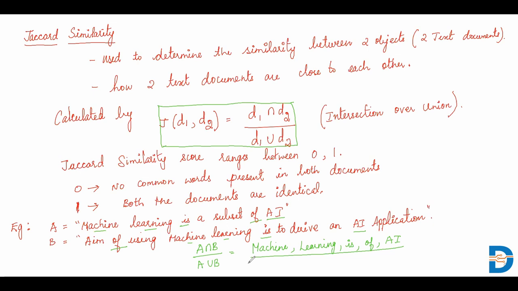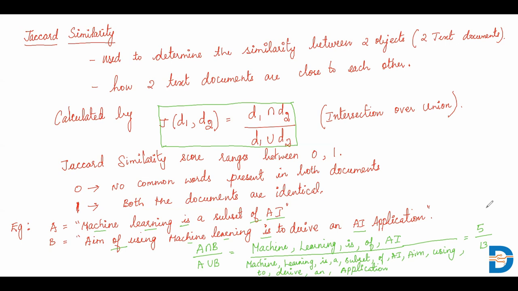And all the unique elements: you will have mission, learning, is a subset of AI. Then in the second statement, the unique words are aim, using, to, derive, and application. Now these are the total unique words we have. So let's find out how many words we have here. We have 1, 2, 3, 4, 5. So it's going to be 5 divided by 1, 2, 3, 4, 5, 6, 7, 8, 9, 10, 11, 12, 13. So we have 13 unique words, right?